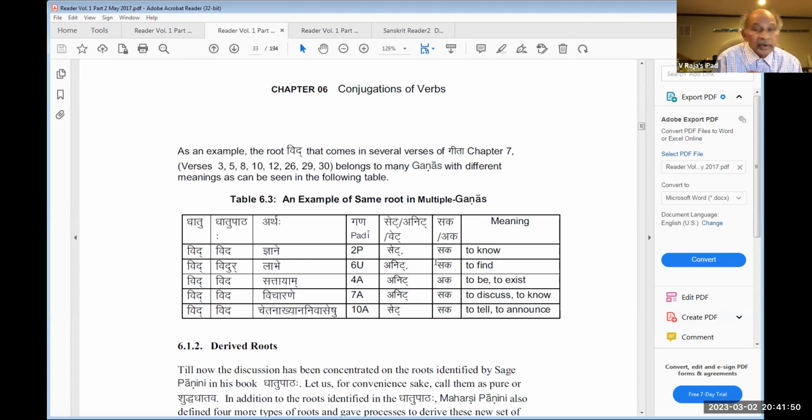Properties: sixth gana, ubhayapadi. It is sakarmaka, it takes an object. That's the property. And then vid, to exist. It comes in the fourth gana. It is atmanepadi.